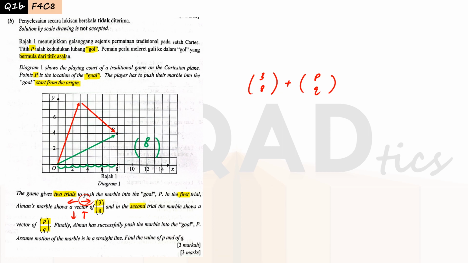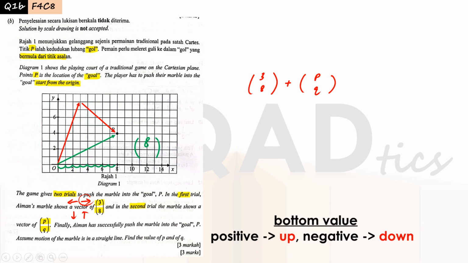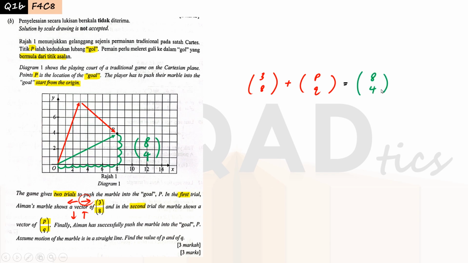Then for the bottom part, it controls the movement downwards or upwards, right? So here obviously is upwards, so 1, 2, 3, 4. So the bottom value is 4. So our vector would be 8, 4. Okay, so once we have our equation, it will be very straightforward.